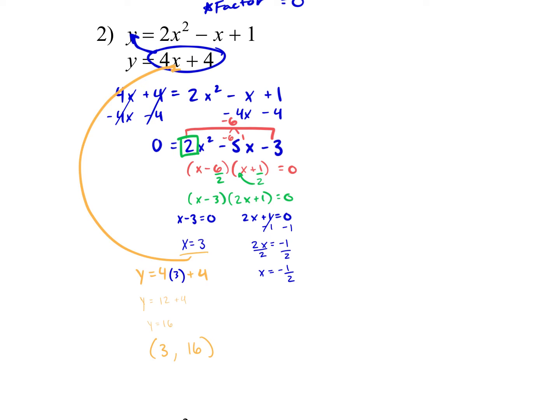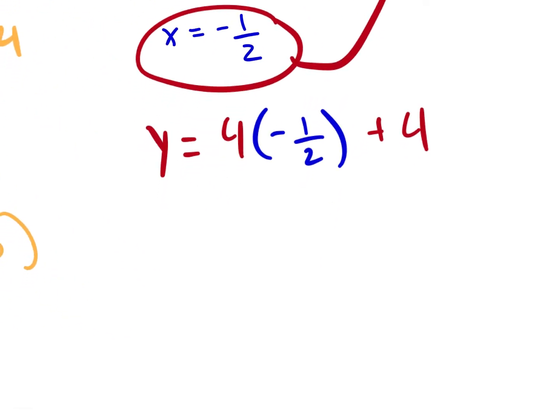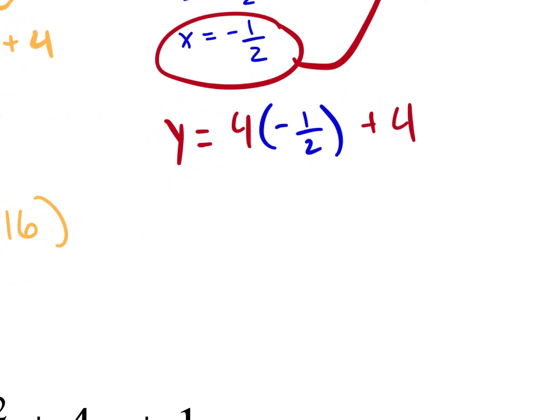And then next, we want to plug in negative 1/2. I'm going to plug that into the same equation, the second one. So I have y is equal to 4 times negative 1/2 plus 4. How do I multiply fractions? Perfect. We put 1 under the 4 and multiply straight across. Multiply the tops together and the bottoms together. So y is equal to negative 4 over 2 plus 4.